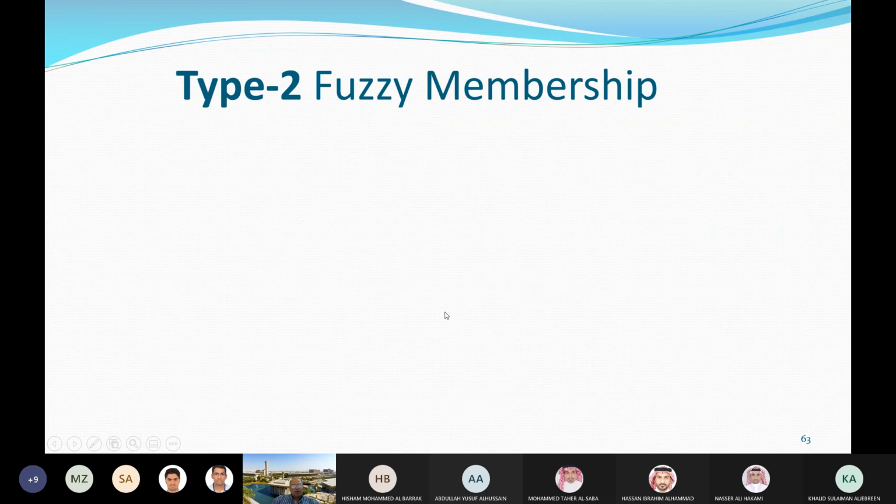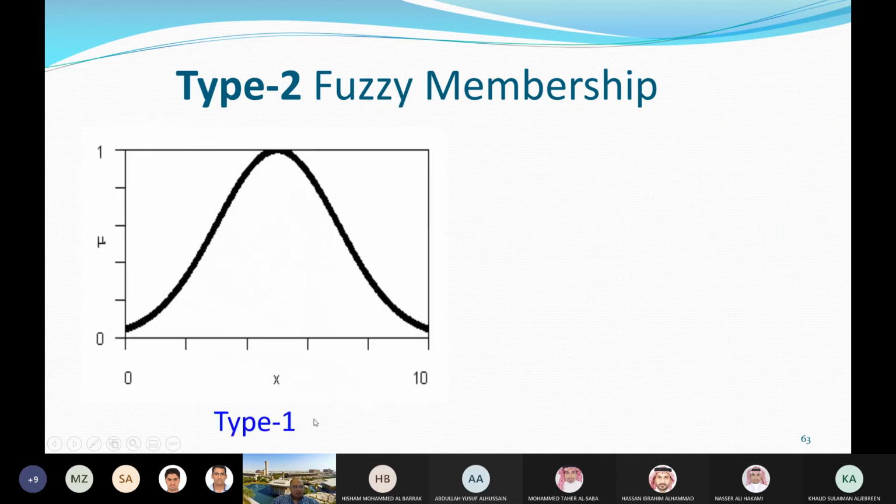There is some kind of type 2 fuzzy membership. I don't want to spend more time here. This is type 1. This is the membership function as we have. If you have any value here, you have a specific membership value. This is type 1. Type 2 is where you fuzzify the membership function itself.